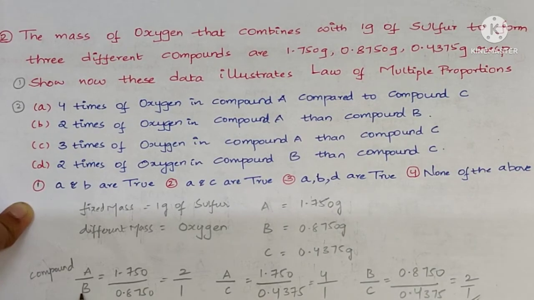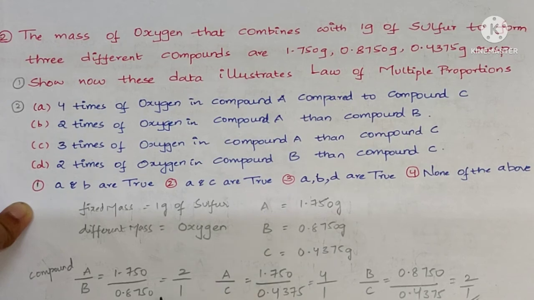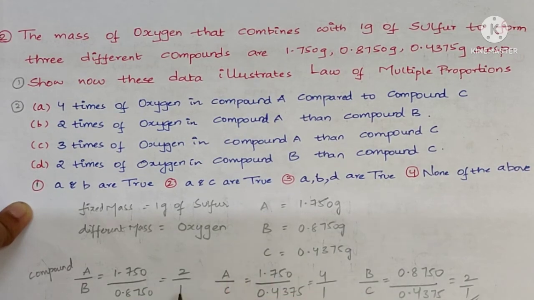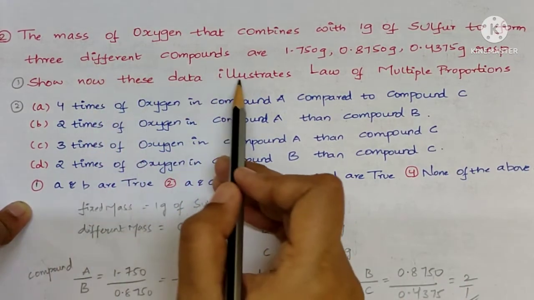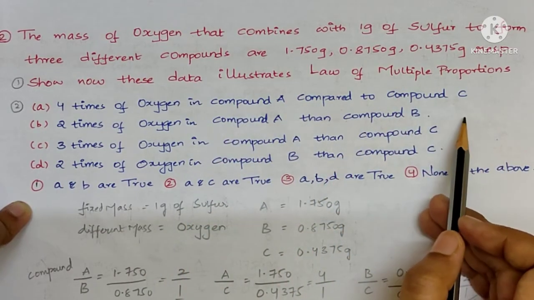See students, in all the three cases we got whole numbers. The masses of oxygen in different compounds are reduced to whole numbers. So now we can say that this data illustrates the law of multiple proportions.